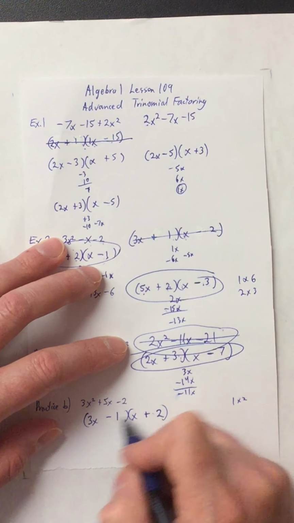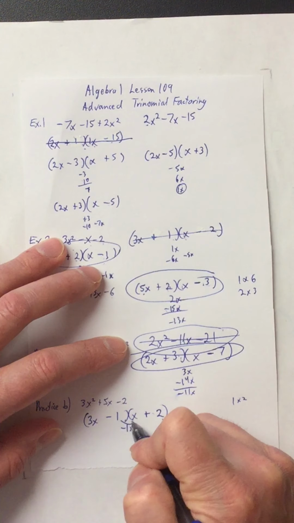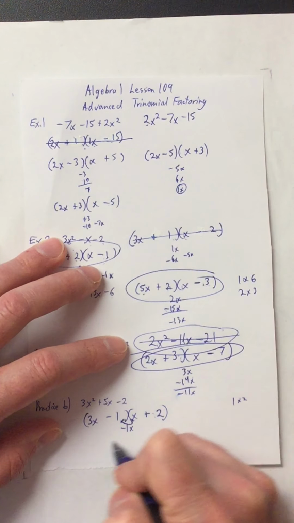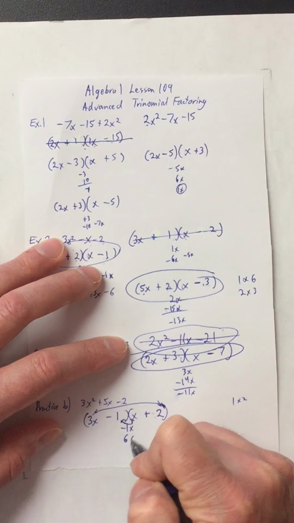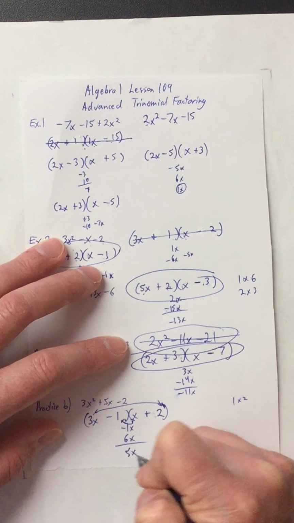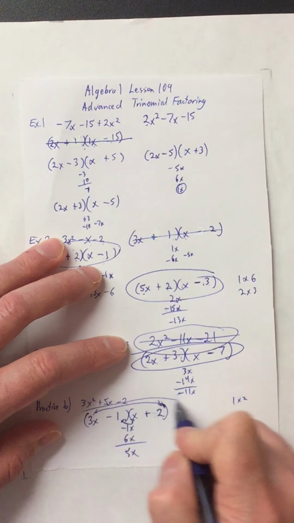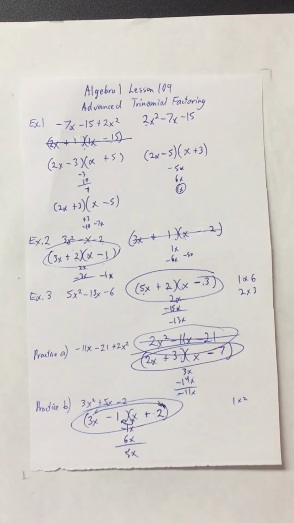Let's check to see if that works. Negative 1x, when you multiply your outers, you've got to multiply those two together, I get a positive 6x. Add it together, I get 5x. That is my middle term. This is my correct answer for practice problem B.